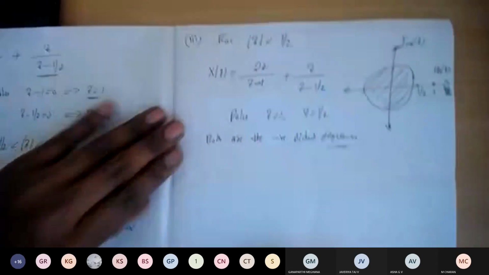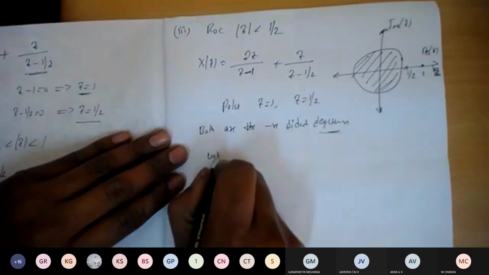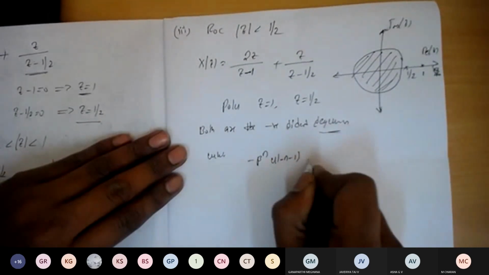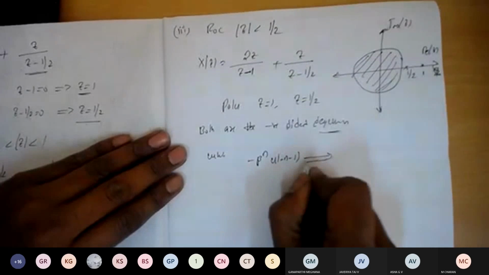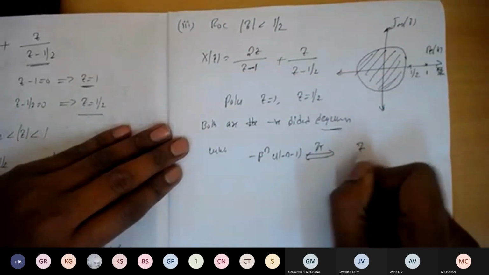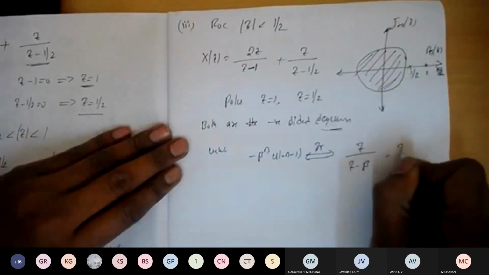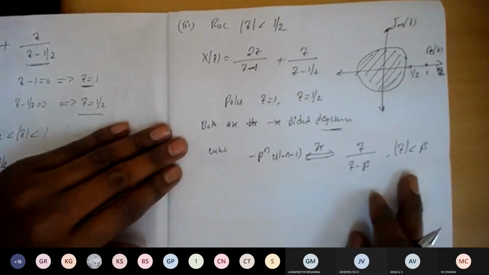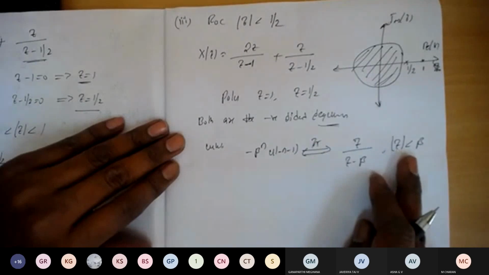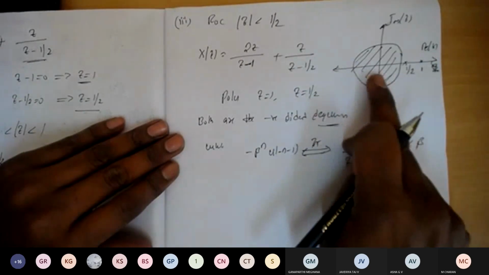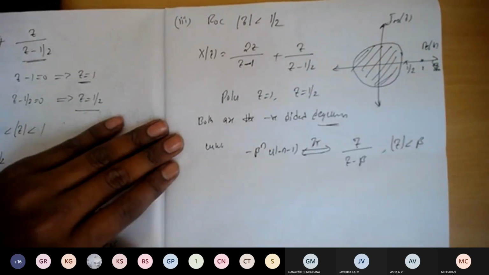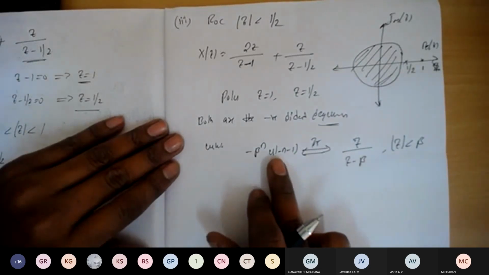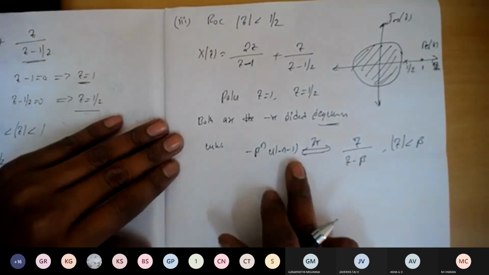Now the ROC for the negative-sided sequence, we know that minus beta to the power of n into u of minus n minus 1. If we take the Z transform of this one, it is Z divided by Z minus beta, for Z is less than beta. So the ROC is going to lie inside the circle, the region of convergence. So based on the region of convergence, we need to find out whether the sequence is a negative-sided sequence or a positive-sided sequence. That's why the properties of ROCs are very important.